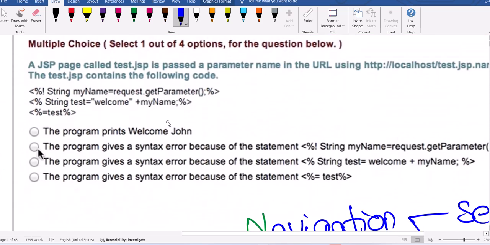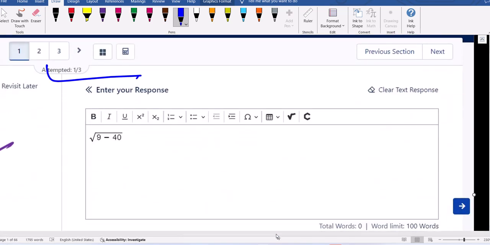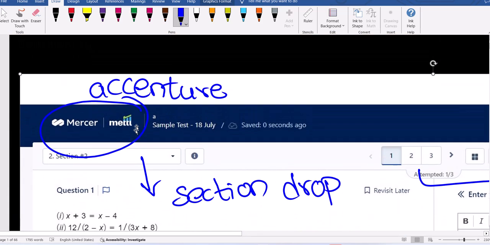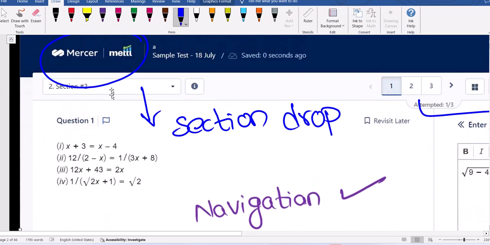Okay, this is how the drop down looks like for Vbox. And if you come for mettl platform, here the Accenture logo will be given instead of mettl, and here you have a drop down box. You can click on the drop down box to check which section it is.